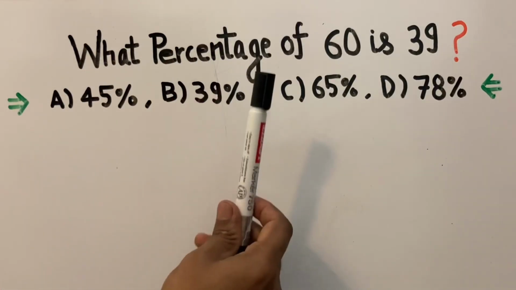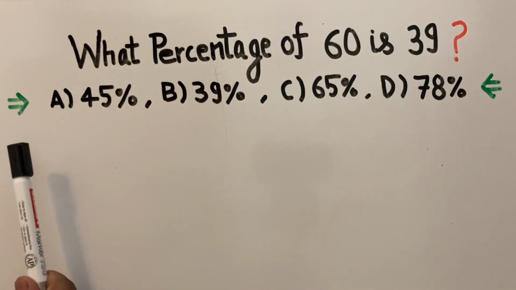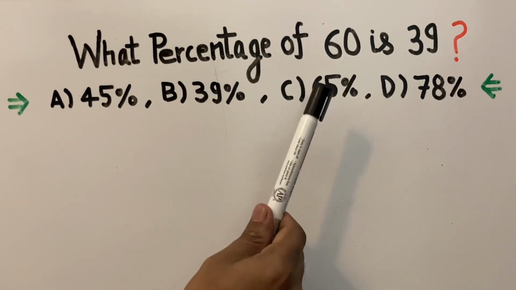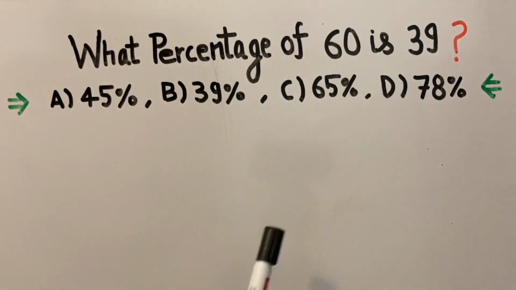What percentage of 60 is 39? Find the correct answer from option A 45%, B 39%, C 65% or D 78%.